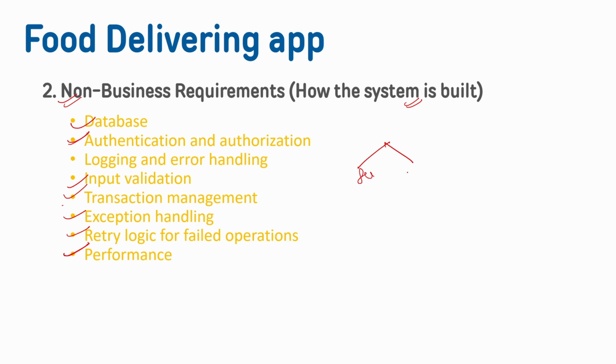So basically every software has two types of requirement. The first one is the functional requirement and the second one is the non-functional requirement. Functional requirement is also known as business requirement, and non-functional requirement is also known as non-business requirement. Non-business requirement means how the system is built, what the system wants, and how these requirements are implemented.